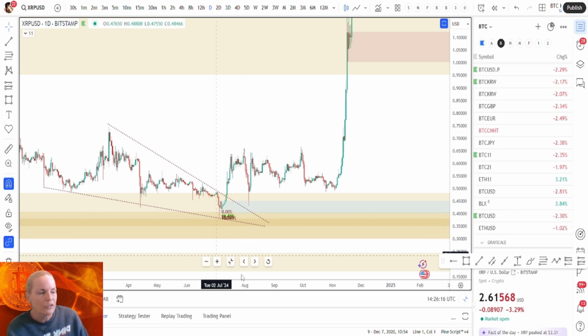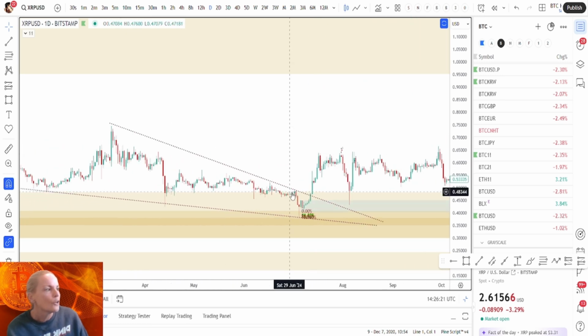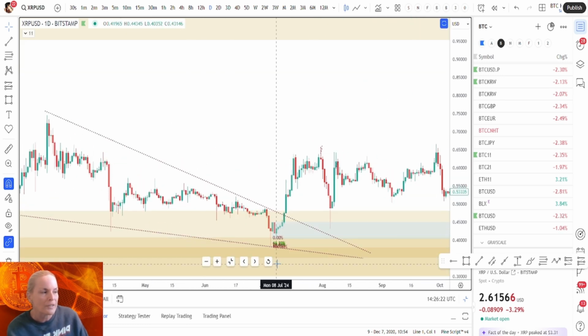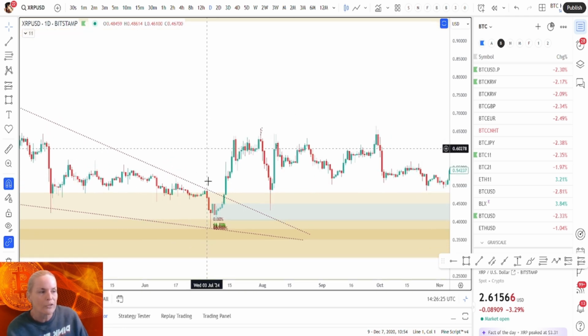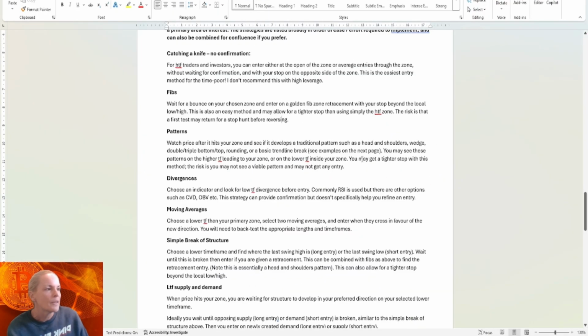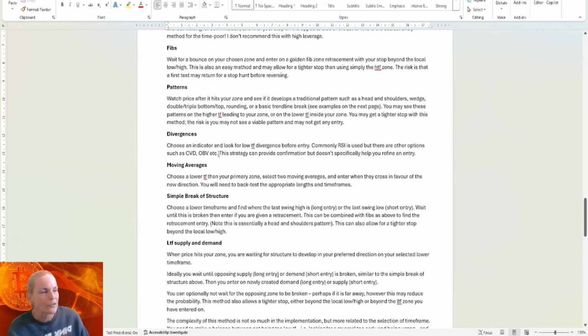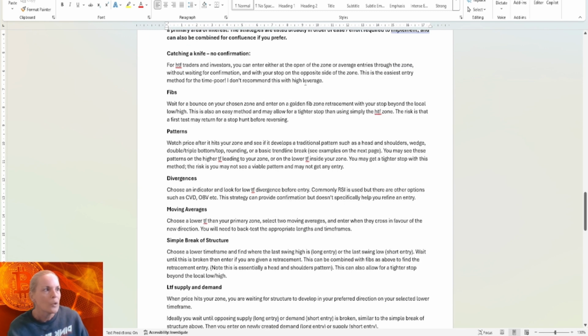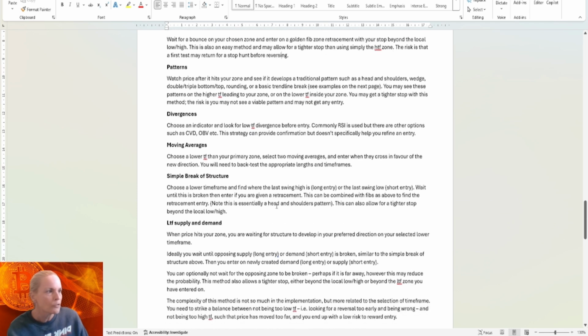And then when you see a divergence in the indicator with the price, generally the price is going down and the indicator is going up, which would be a bullish divergence, and then you enter once you see that. But that's a whole course in itself. The problem with that strategy, and why I don't want to go into detail, is it can provide you a confirmation, but it doesn't help you refine your entry. Whereas the fibs and the patterns can help you refine entries and tighten stops.